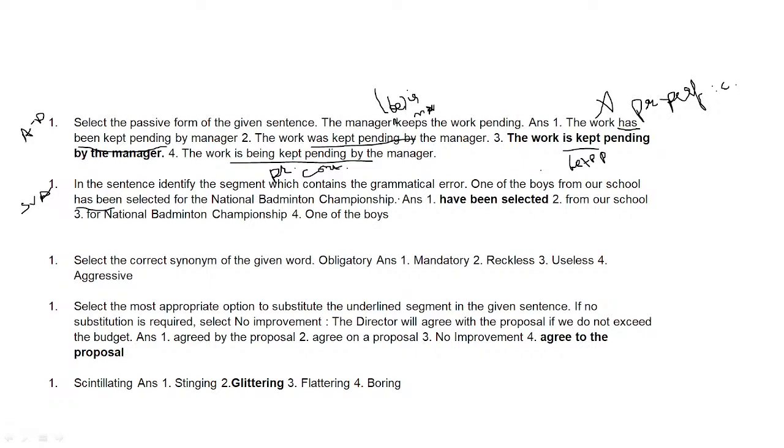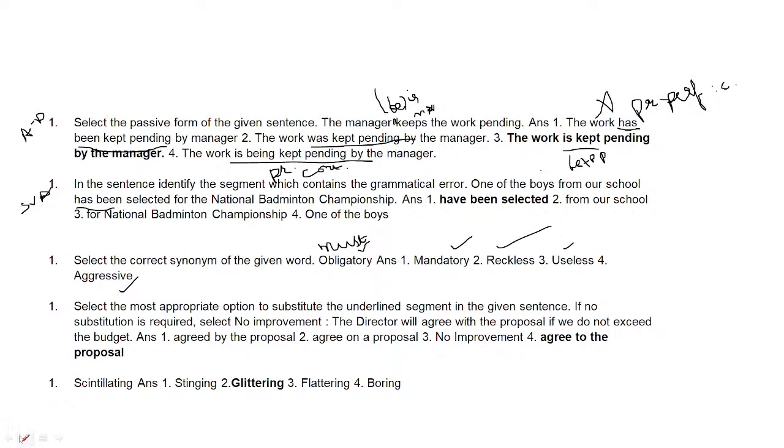The next one is the correct synonym. Okay, this synonym is also very important. One of the most important things is synonym. For obligatory, what will it be? What is the meaning of obligatory first? Obligatory means must. Obligatory means must. But here, what are our options? Mandatory, reckless, useless, aggressive.